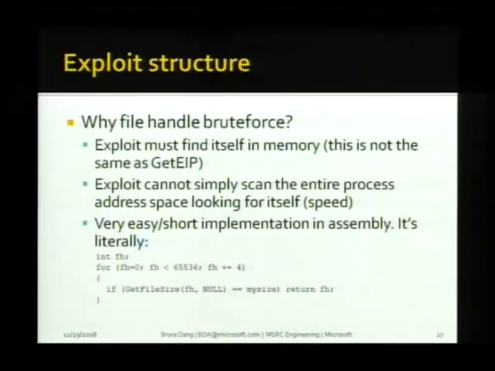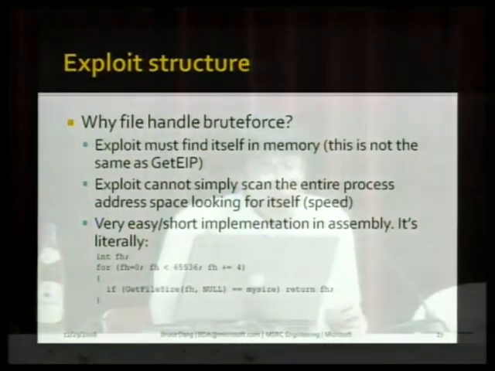The other way they can do it is to scan the entire process space and look for sentinel values, and then say, once I see value 0x123, I know that's my file, and I'll start parsing. But in reality, that doesn't work because the entire process space is very big, and you don't want your exploit to take too long because people will get impatient and just close it. So this file handle brute force method is very simple and very short to implement in assembly. It's maybe 6 instructions or so.